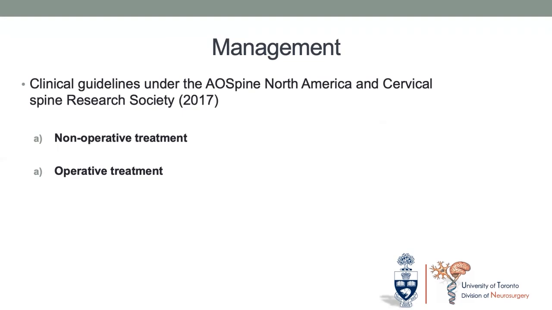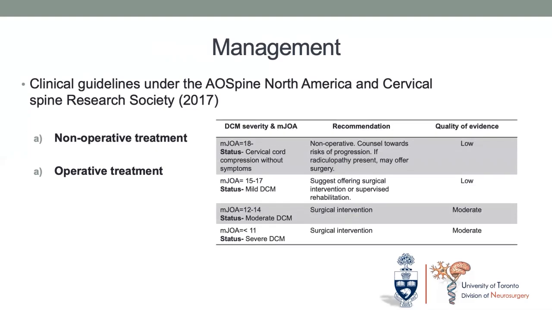The AO Spine North America and Cervical Spine Research Society published clinical practice guidelines in 2017. These guidelines were developed by combining an extensive literature review and clinical expertise from members. The guiding principle here is the severity of disease as measured by MJOA. So asymptomatic patients whose MJOA is 18 and have evidence of cervical spinal cord compression on MRI scan should be counseled for red flag symptoms and signs and monitored closely. If these patients have radicular symptoms present, then after an appropriate non-operative trial with rehabilitation, they can be offered surgical intervention for the radiculopathy.